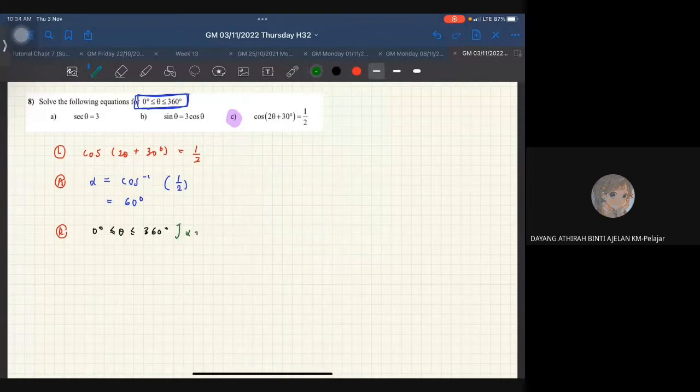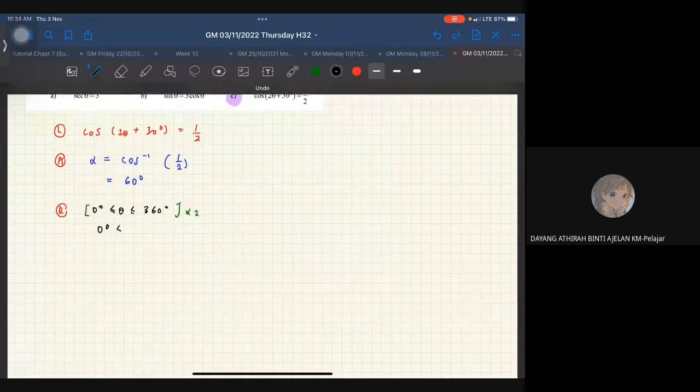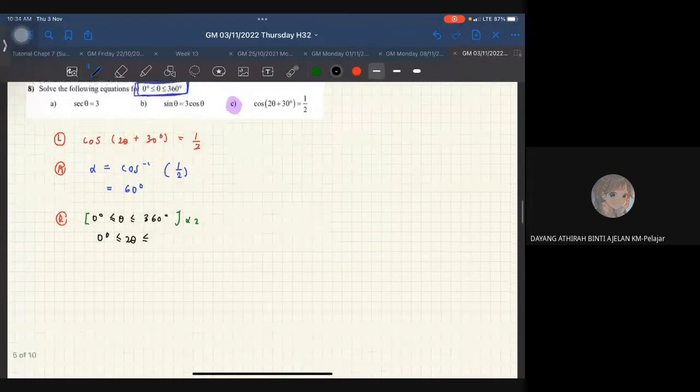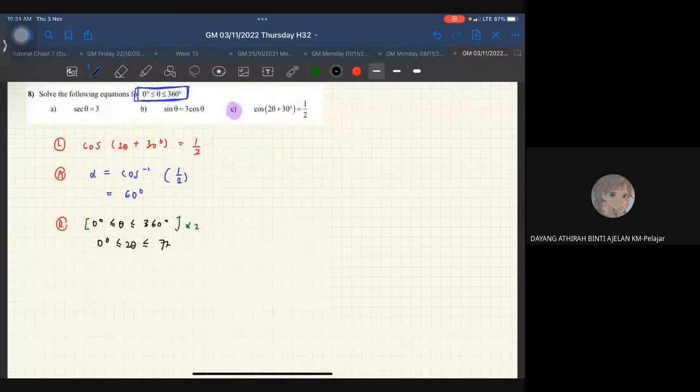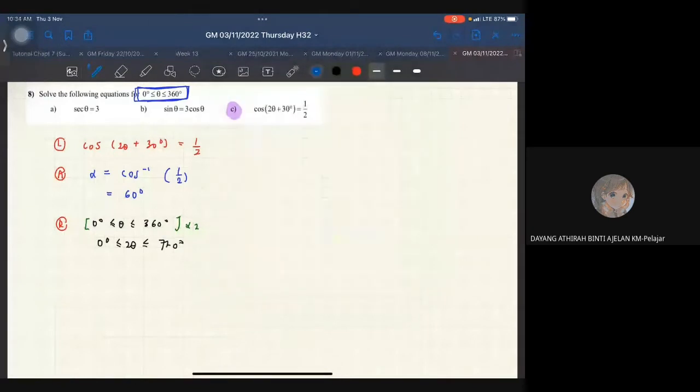Multiply everything with 2. So, kosong darab 2, saya dapat kosong. Okay, and then in the middle, theta darab 2, saya dapat 2 theta. Okay, and then 360 degree darab 2, saya dapat 720. Okay, tapi tak siap lagi. So, sekarang tinggal apa? Tinggal tambahkan sahaja dengan 30. So, let's add 30 to this one. So, kita akan tambahkan 30 to every side.